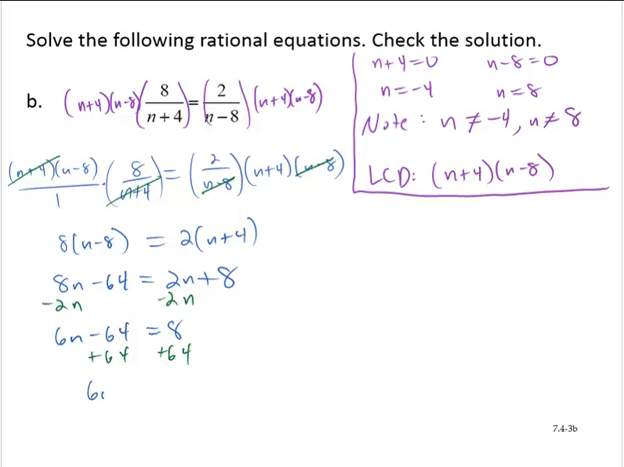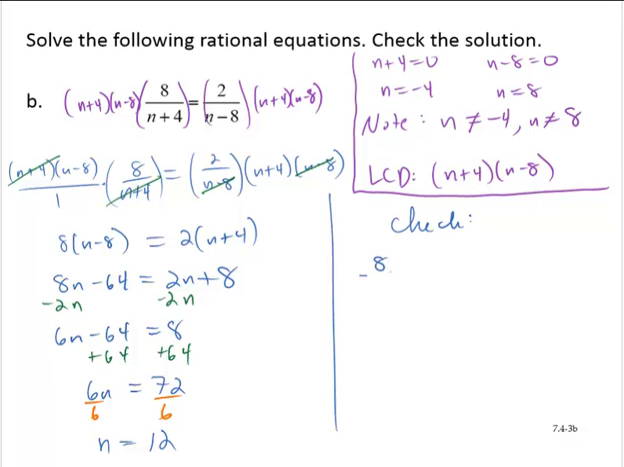And so then 6n is equal to 72. And finally, I'll divide through by 6. And we find that n is 12. And it's not one of our excluded values. So let's check our work. We only need to check the one solution.